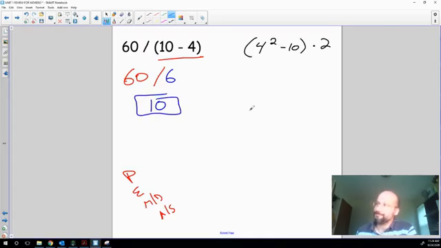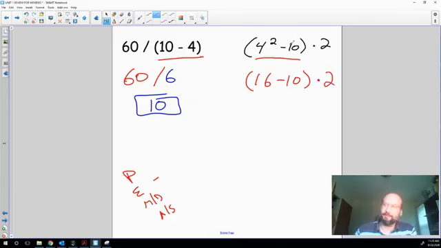For this one, we have a parentheses, an exponent, a subtraction, and a multiplication. So we have to do the parentheses inside the parentheses first. And inside the parentheses, we have an exponent and a subtraction. So out of those two, we do exponent first before the subtraction. So 4 squared is 16.